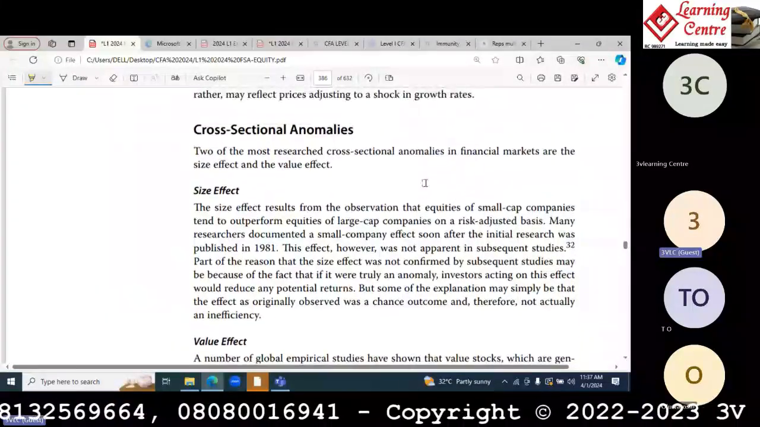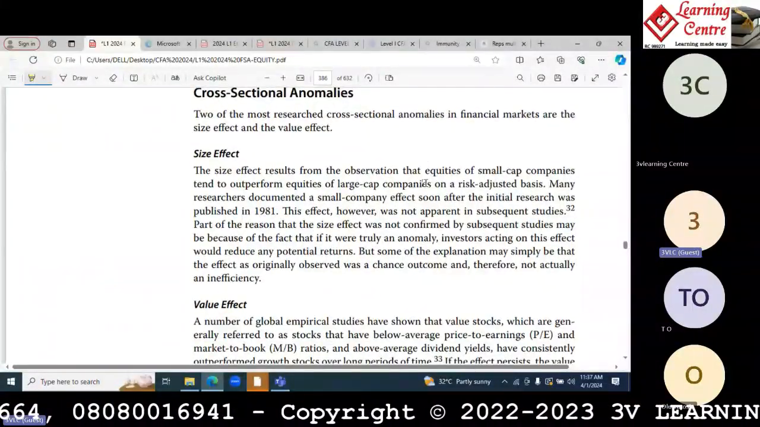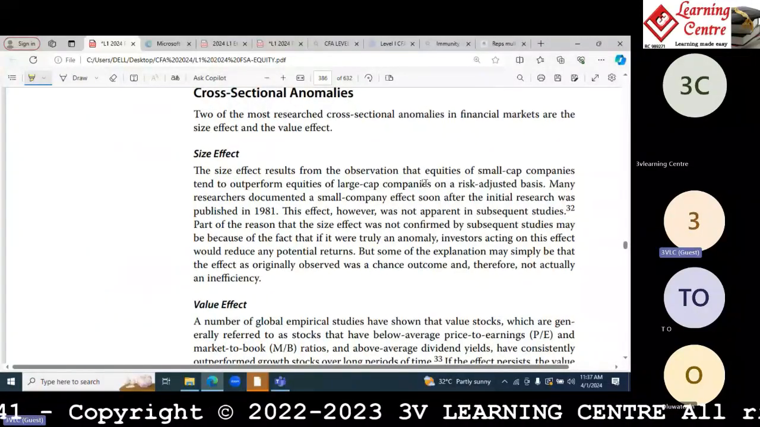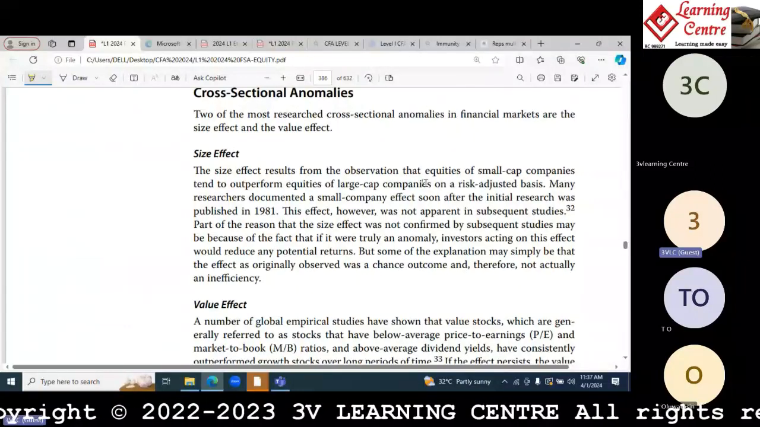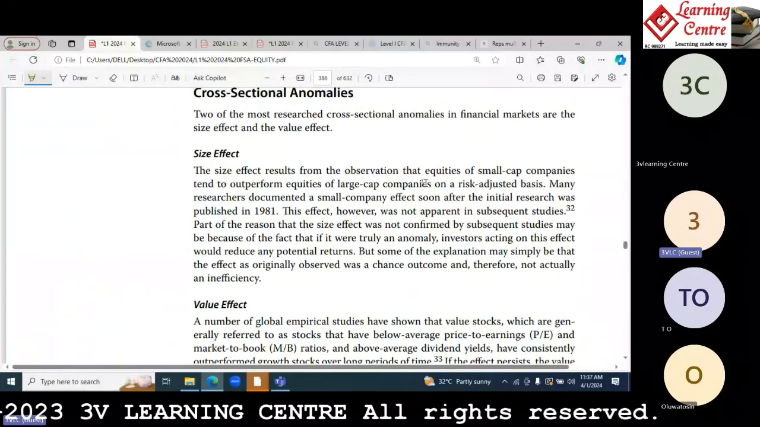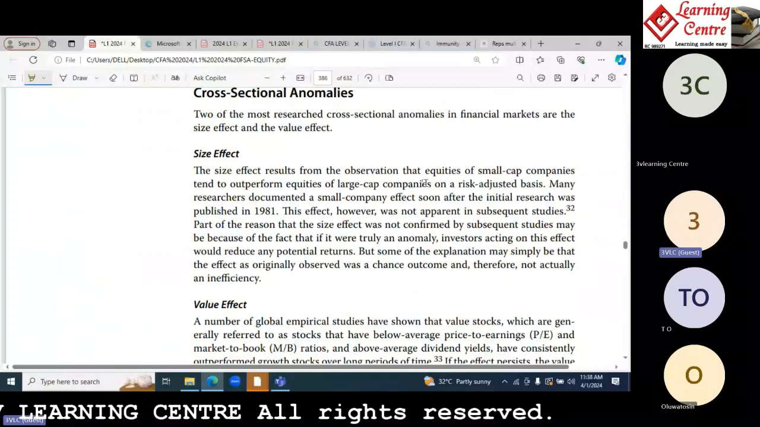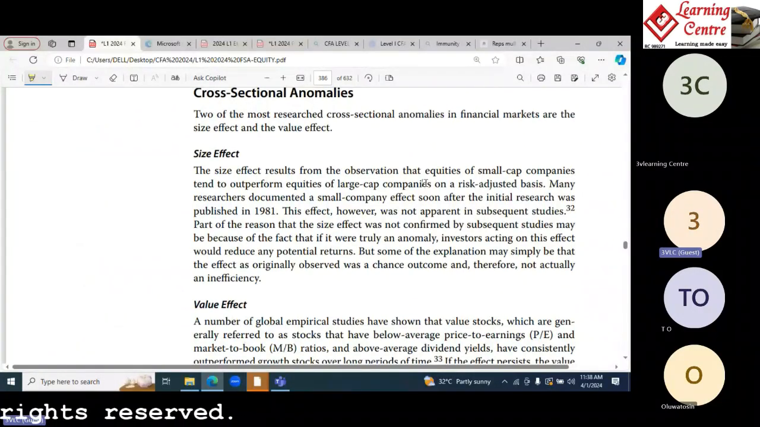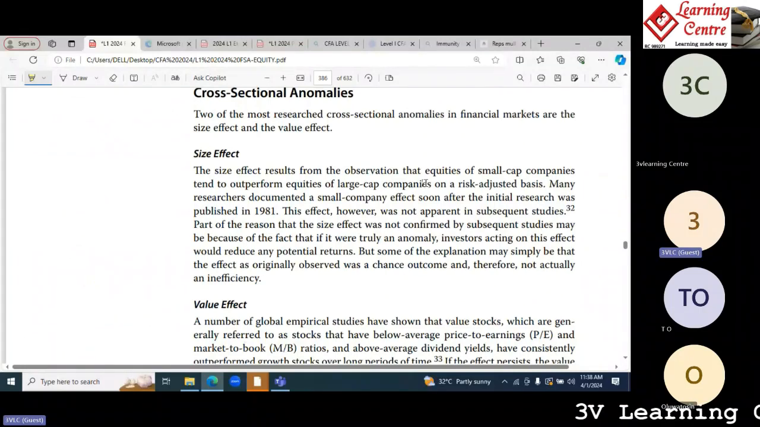Now let's go to cross-sectional anomalies, the size effect and the value effect. So the size effect is that we have noticed that small cap stocks always do better than large cap stocks. And for me, it's just logical. If a small cap stock that is 2 naira gains 50 kobo, and a large cap stock that is 100 naira gains 50 kobo, the small cap stock would have returned a higher percentage than the large cap stock. And we've seen this happen over and over again.